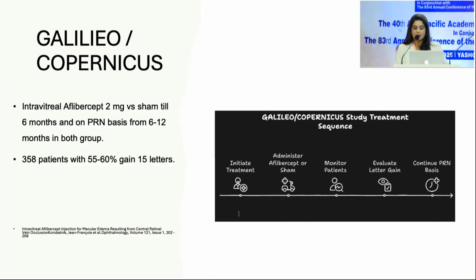One more study on anti-VEGF was the Galileo and Copernicus study. They studied intravitreal aflibercept 2 mg versus sham, and they followed the patients till 6 months, and then from 6 to 12 months on a PRN basis in both the groups. What they said was that there was around 50 to 60% gain of 15 letters in the aflibercept group versus the sham group.